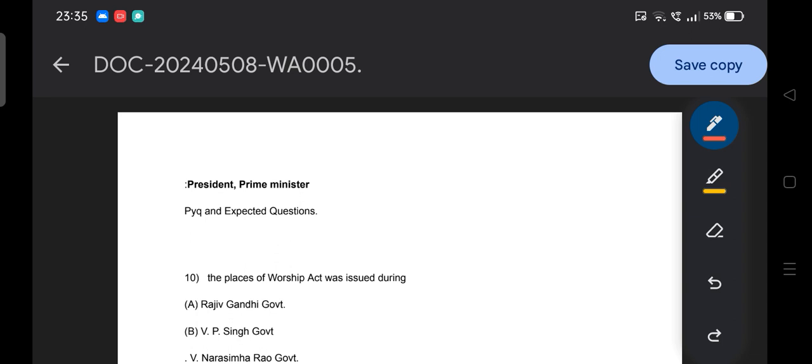So, with the continuation of Indian polity, we'll discuss the President and Prime Minister in this session. In our discussion, we'll try to cover a few of the questions which are already asked, and on that basis we will focus on the expected questions, and in that way we will try to cover the theory.